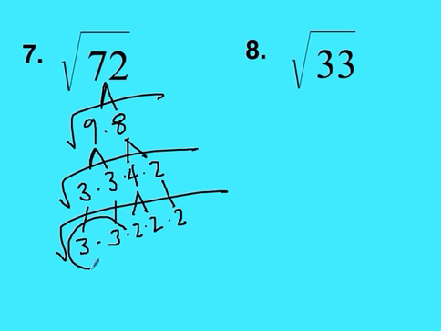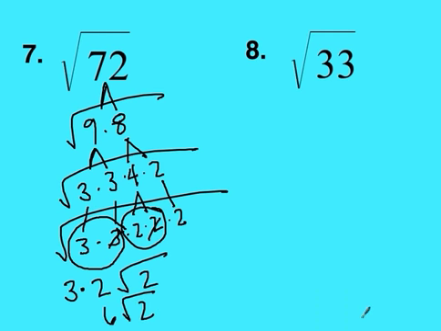Now I see that I have a group or a pair of 2's. I also have a pair of 3's. So I'm going to write down 3, times it with that 2 that I'm going to write down from this group, leave 2 inside, so 3 times 2 is 6. 6 square roots of 2 is my answer.